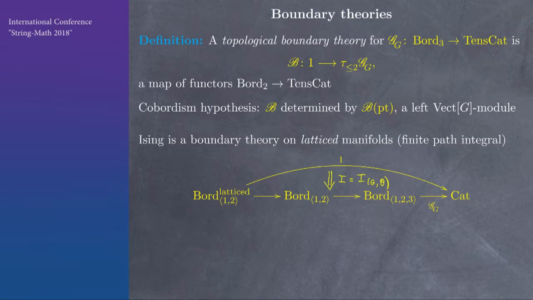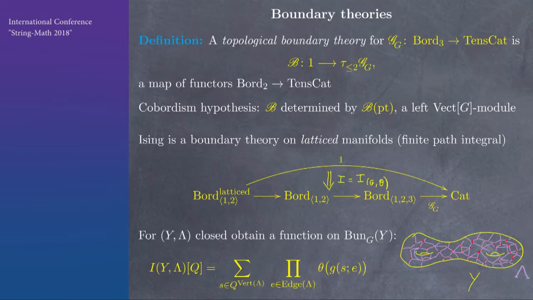It's not defined just on manifolds. It's defined on manifolds with a lattice. So we take our gauge theory, which is topological. It just depends on manifolds, but we pull it back to the lattices, and our Ising model now, of course, uses the lattice to define it. So I've already said that for Y closed, if you evaluate this diagram, you get a function on the bundles.